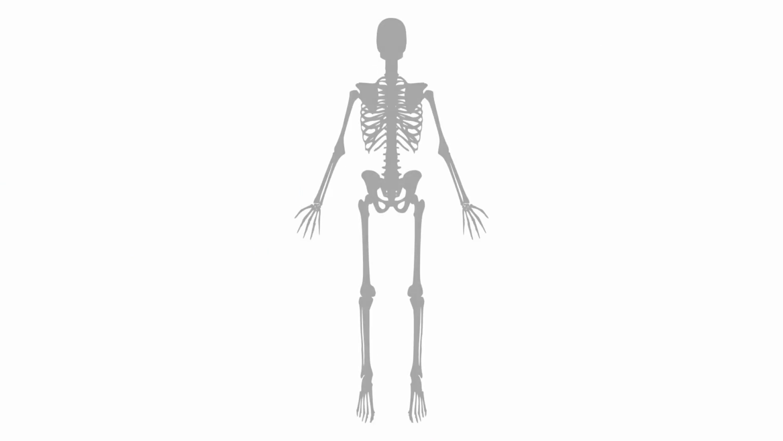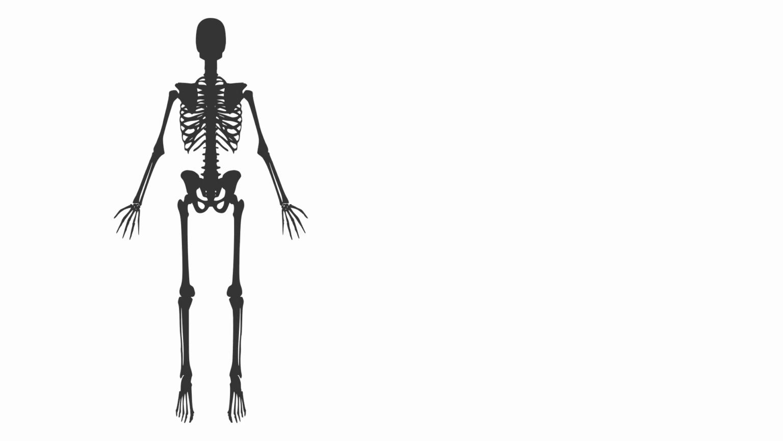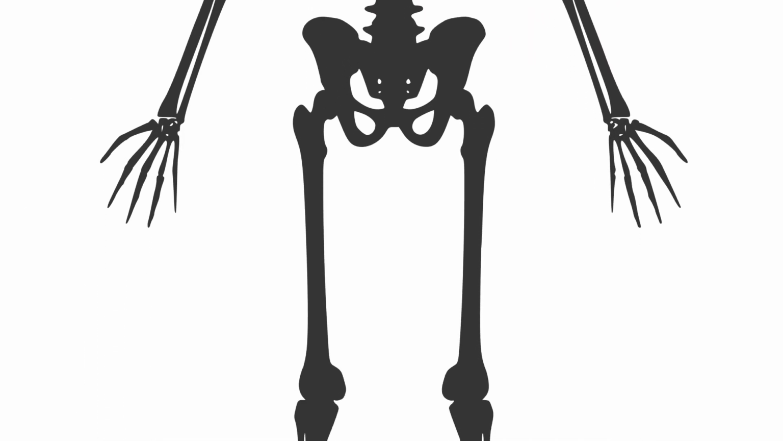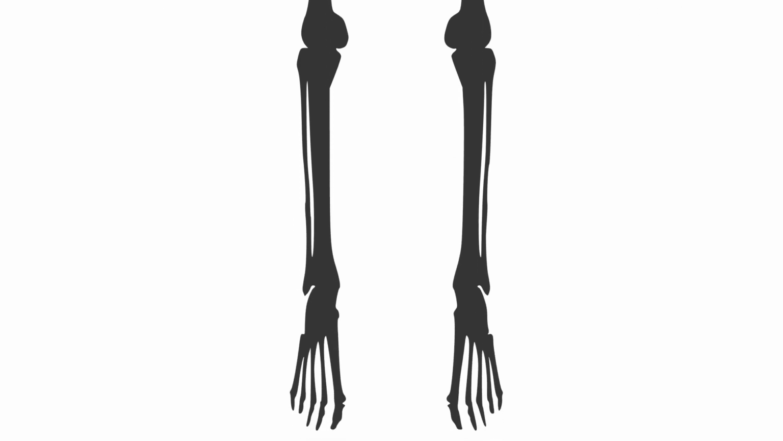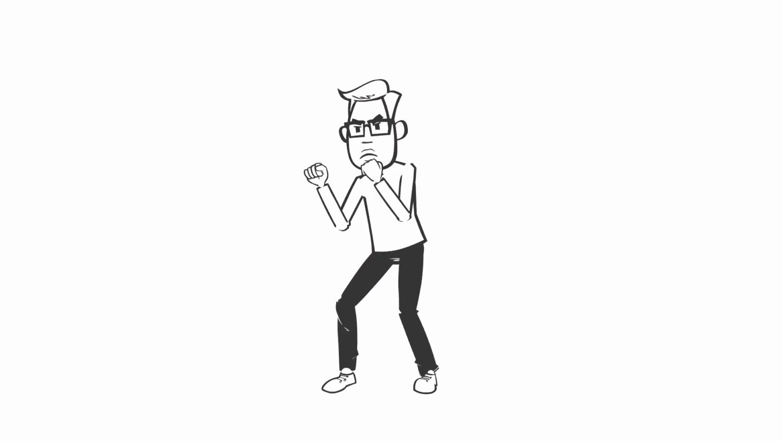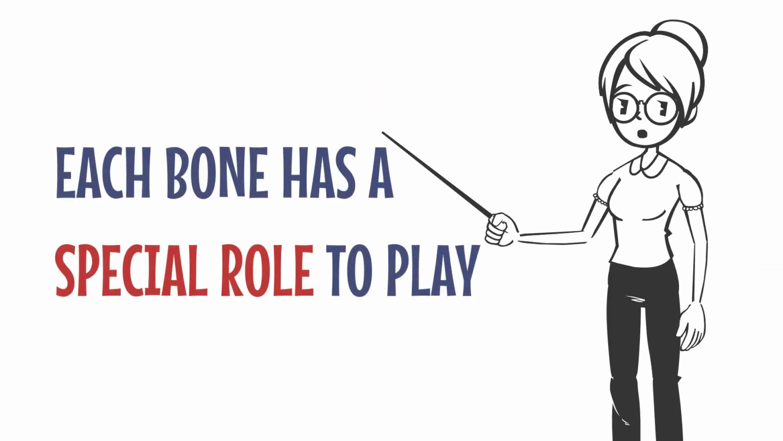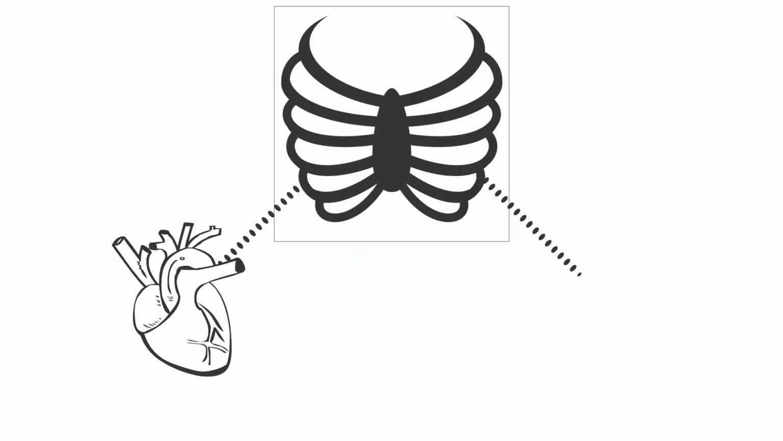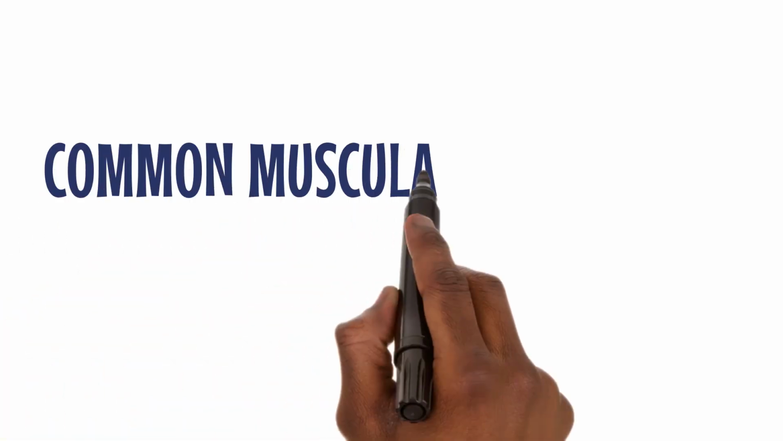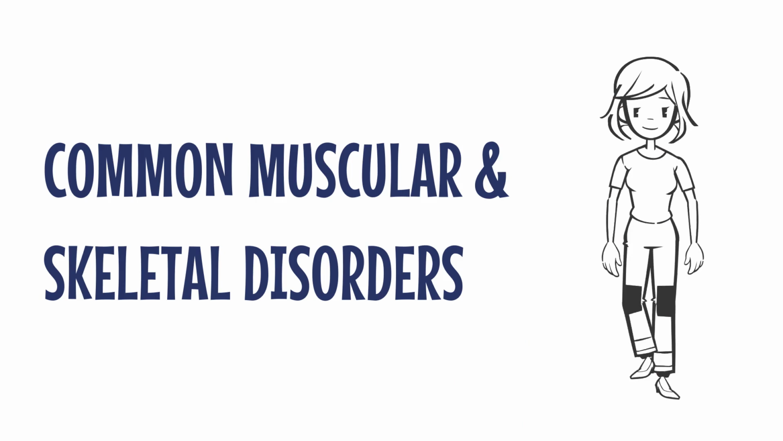Now, let's move on to the human skeleton. Our skeleton is a remarkable structure made up of 206 bones. These bones come together to form the framework of our body, giving it shape, support, and protection. They work together with muscles to help us move and perform various activities. Each bone has a special role to play. For example, our skull protects our brain, our ribcage safeguards our heart and lungs, and our backbone, or spine, keeps us upright.